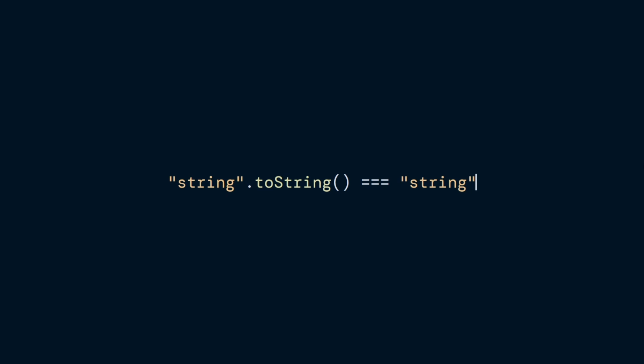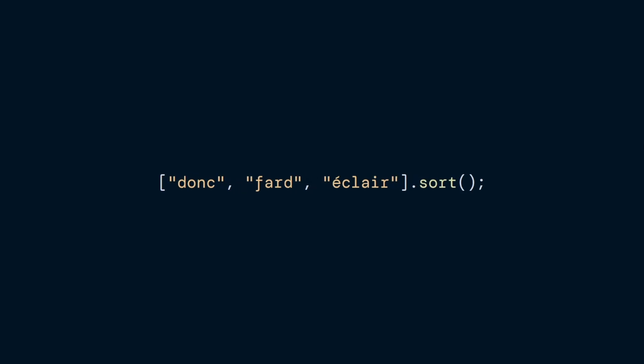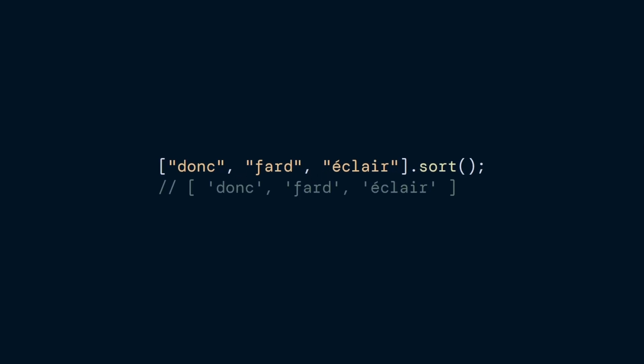Since the default behavior is to convert to strings, we don't need to use the compare function, right? Well, it's not that simple. Consider this example. As you can see, this sorts the array incorrectly. Éclair should come before phare since letter E comes before letter F.